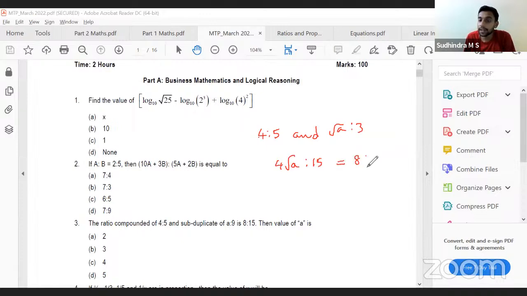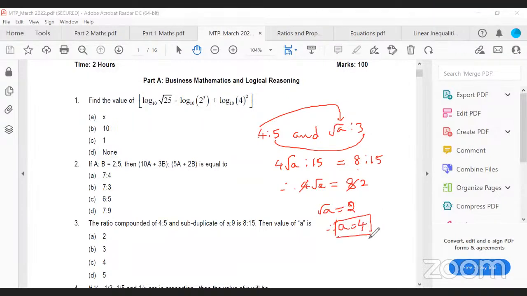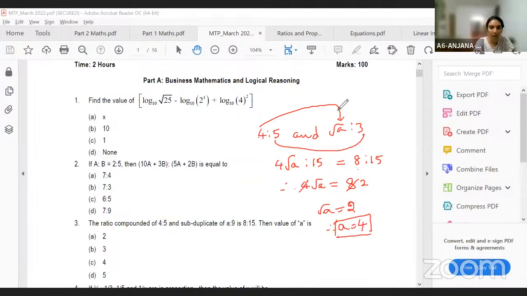This will be equal to 8:15. How did we get 4 into root a? 5 into 3. Compounding, we are multiplying. So 4 into root a is to 15 is 8:15. Therefore, can we say 4 root a is 8? Or 4 ones are 4, 4 twos are 8, root a is 8. So root a is 2. Therefore, a is 4. A is 4. Simple.